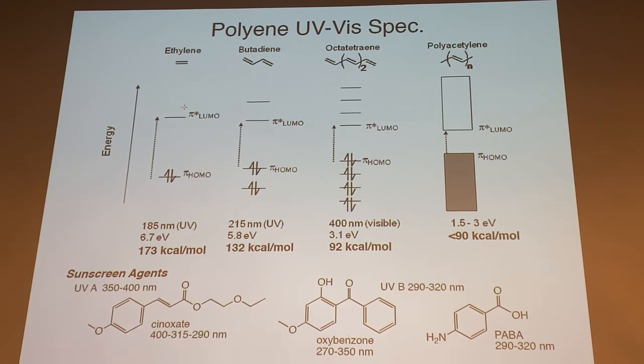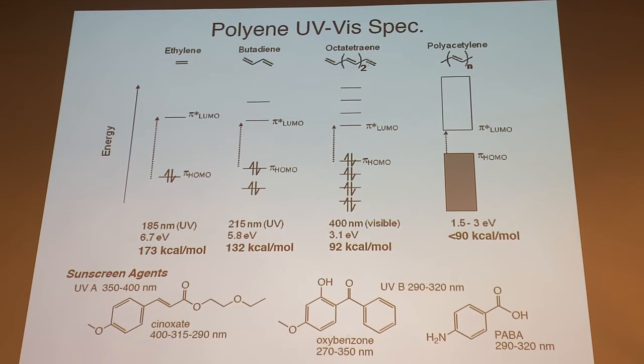It's not vibration, it's not rotation or anything like that. It's electronic excitation. And that's pretty high energy. That corresponds to 170 kcals per mole, okay? The UV is a higher energy process than IR. But if we have butadiene now, that's 4 molecular orbitals, right? So we have 2 filled here that are lower. And look, the gap between the HOMO and the LUMO gets smaller. So that means what? Lower frequency, lower energy, and higher wavelength. 215 versus 185 nanometers, okay?